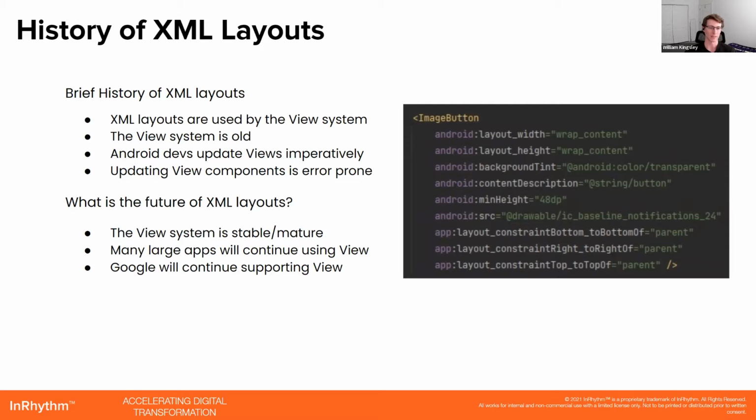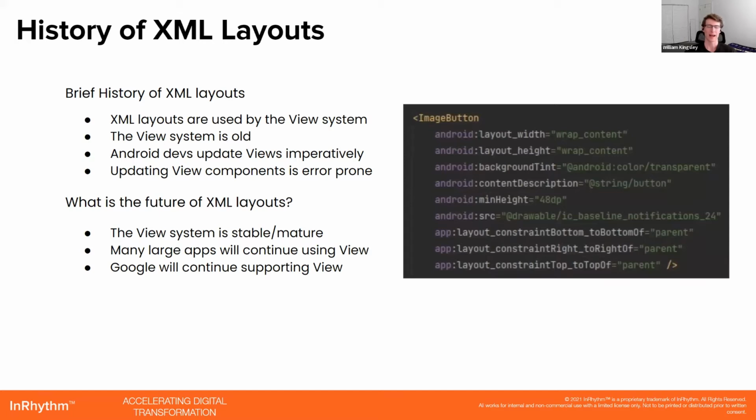Android devs have historically had to update XML views by imperatively updating the internal state of UI components. And updating these components tends to be very, very error prone, as it is very, very easy to mistakenly assign a UI component an incorrect piece of data, maybe a mistaken data type that you did not intend to assign it.